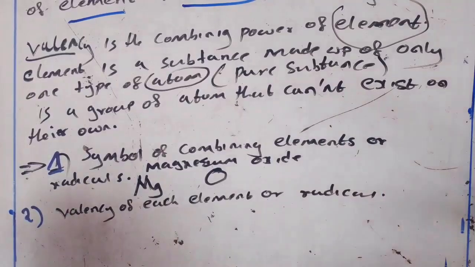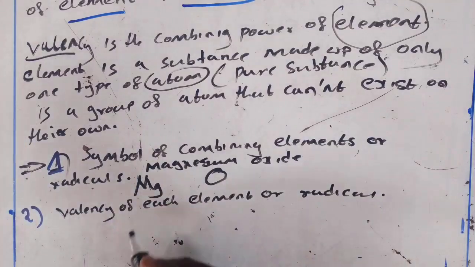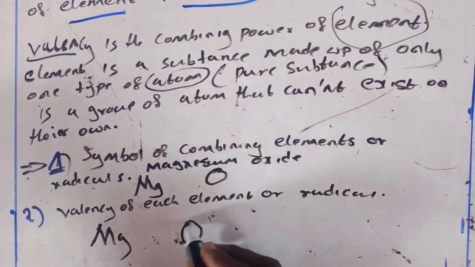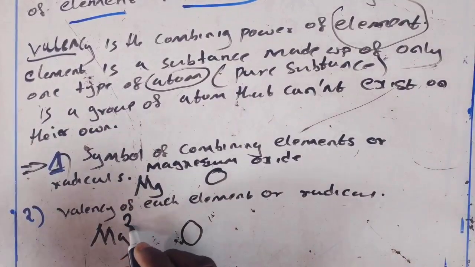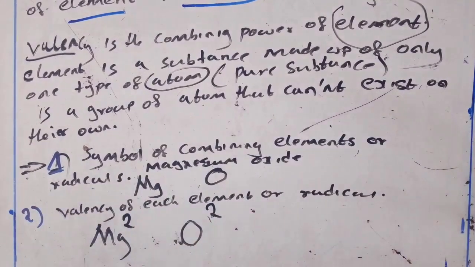Having written this, you now proceed to step two, which says write the valence of each element or radical. So using the same example, if you go to the periodic table, you'll find that the valence of magnesium is 2 and the valence of oxygen is 2. Remember to write the valence on the top left of the element.